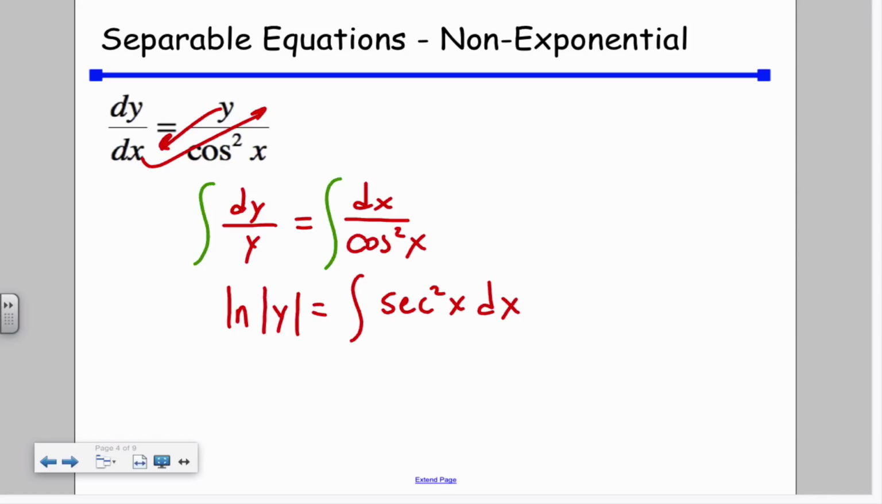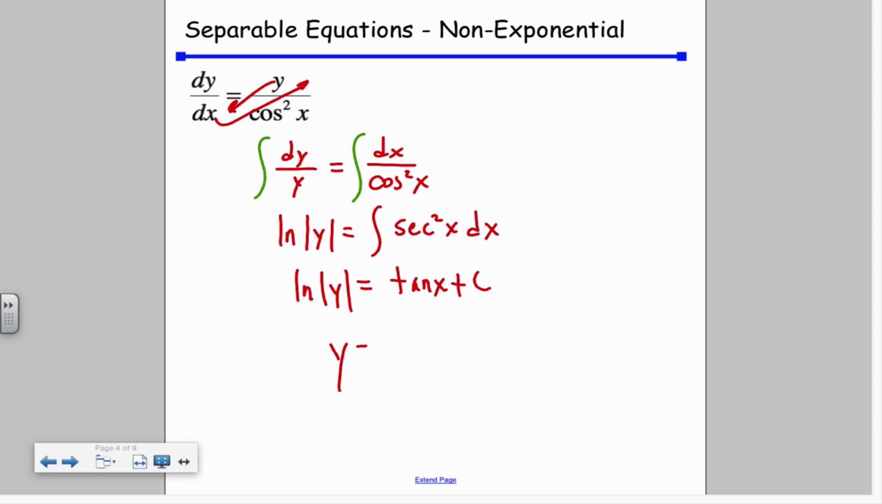Now we can integrate the right. So we're going to get ln absolute value of y equals tan x plus c. And we're going to solve for y. We'll have y equals e to the tan x plus c. And just like in the previous example, we can move that c to the front. So we'll have C e to the tan x. Okay.